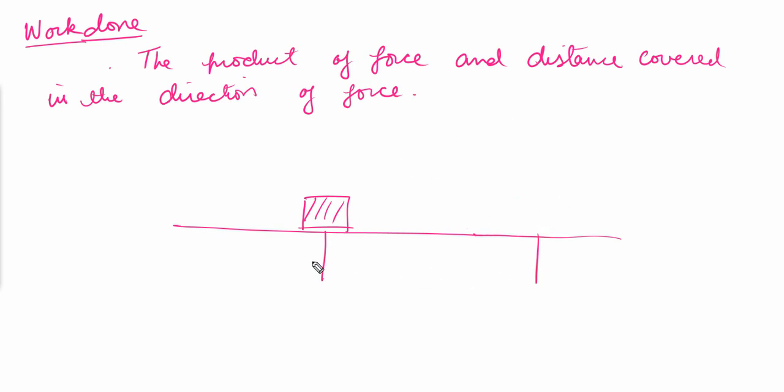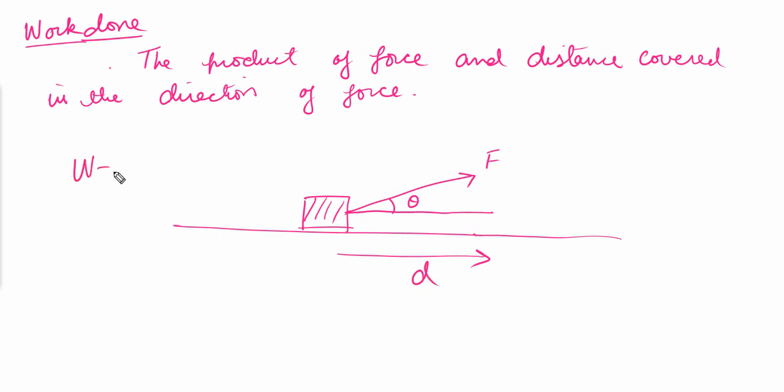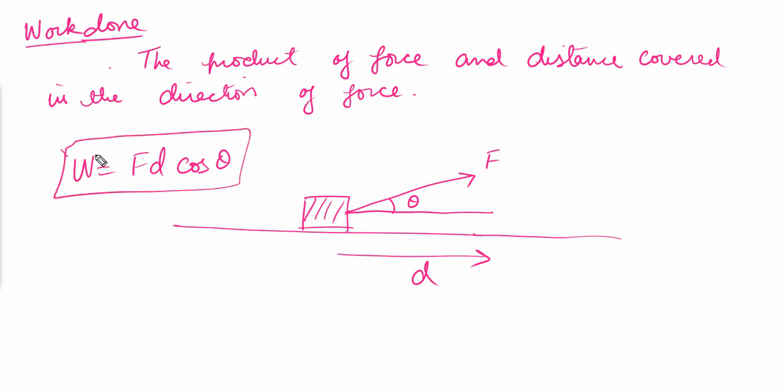Now let's suppose we have an object and a force has been exerted onto this object at some angle. So this angle is theta. As a result of that, the object has moved a distance d in the horizontal direction. So in this case, our work done will be equal to force times distance times cos of theta. So remember, if we are applying the force at some angle onto the object, then we will find out the work done by using this formula, F d cos of theta.